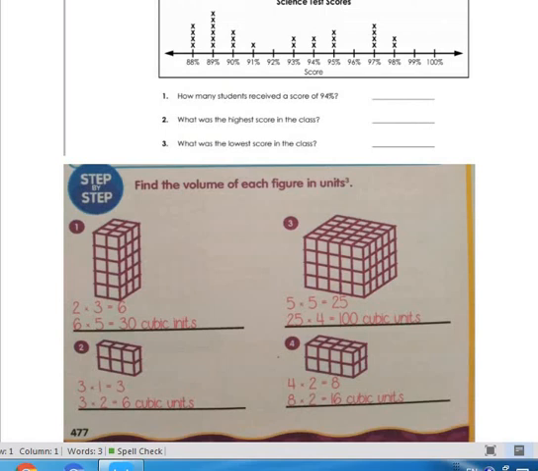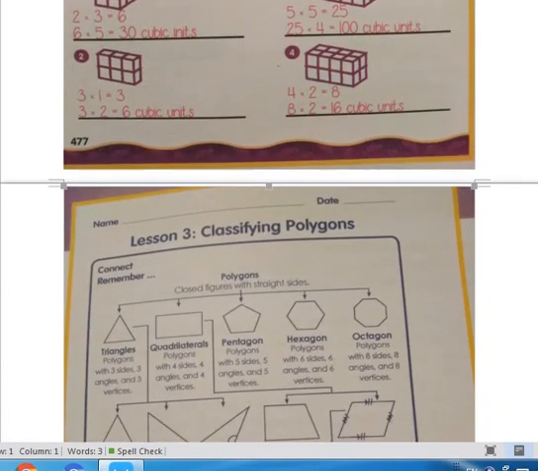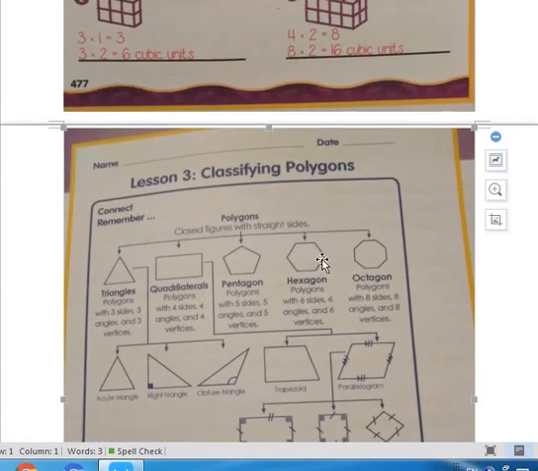I have here also classifying polygons. I have here a triangle. Polygons are closed figures with straight sides without any intersecting sides, and they are closed, okay, not open. Triangles are polygons with 3 sides, 3 angles, 3 vertices.